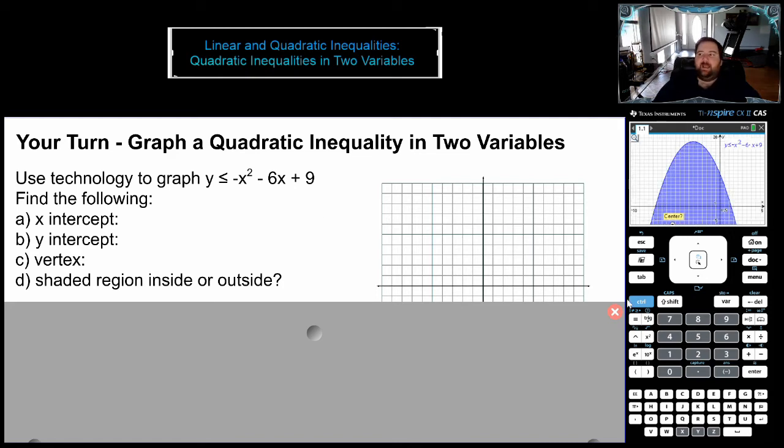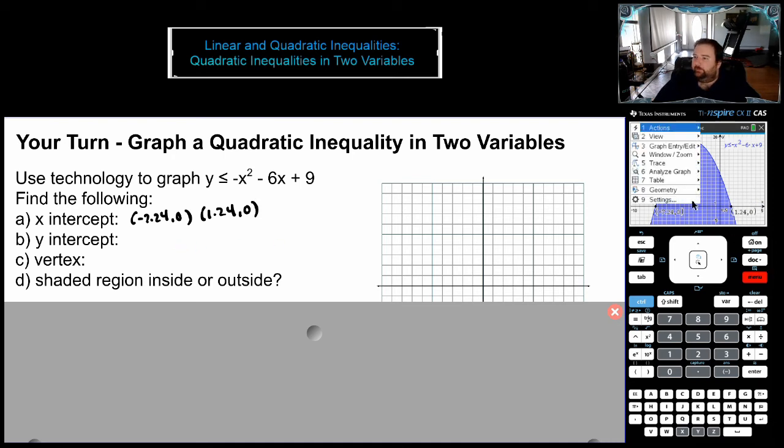Okay, welcome back. I have the solution here in the calculator for you. So we're gonna analyze this. So analyze graph 0. And let's find the first intercept, it's right there. So now the x-intercepts, we have a negative 7.24 and 0. And what's our other one? So menu, analyze graph 0 is 1.24 and 0.